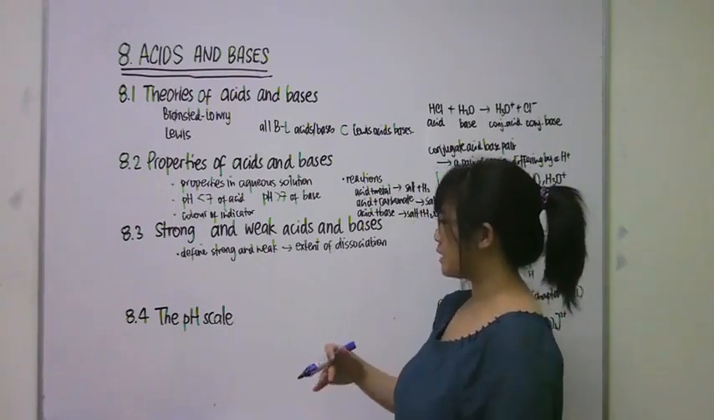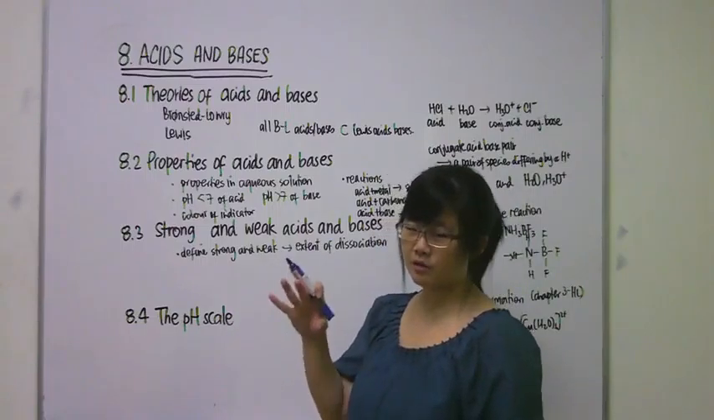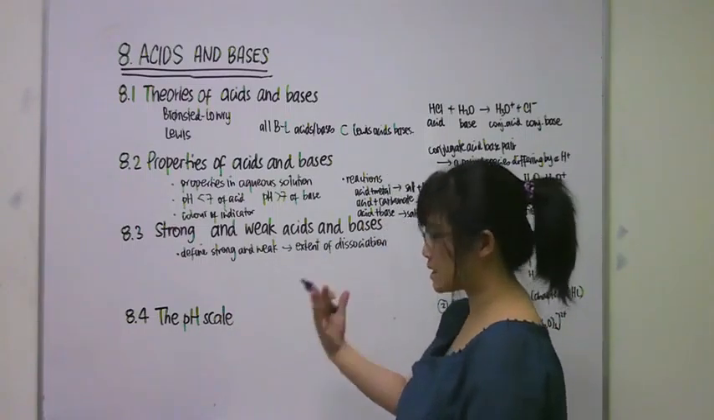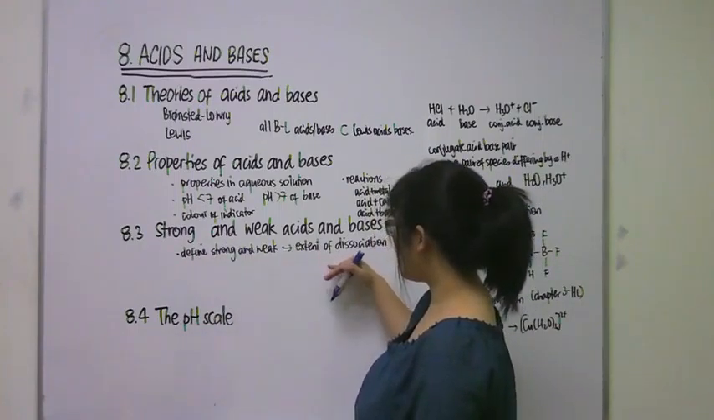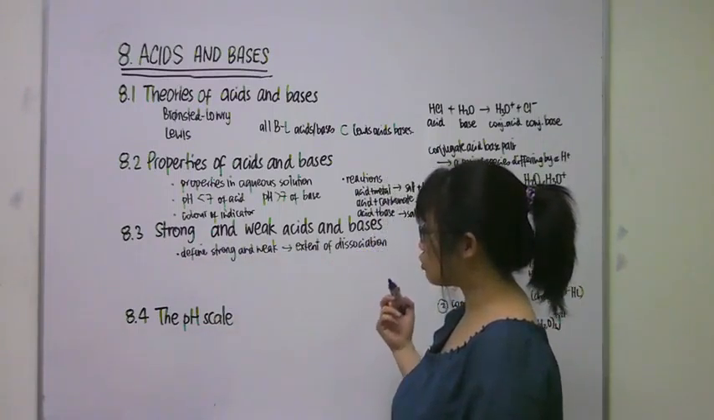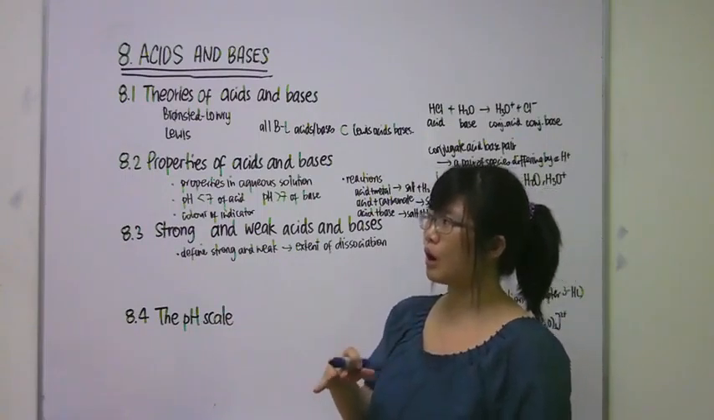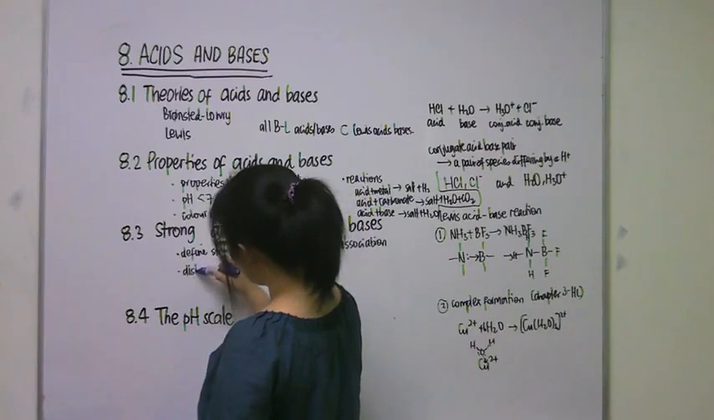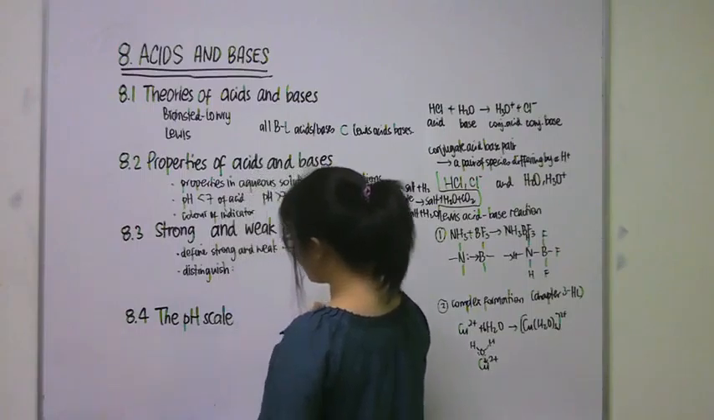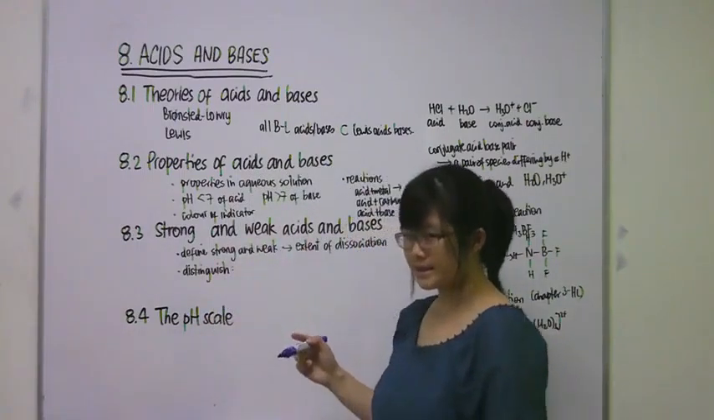A weak acid can be very concentrated and have a very low pH, but it is still a weak acid. So you need to explain that to your students. It's all about the extent of dissociation, and the students need to know how to distinguish a strong acid and a weak acid.